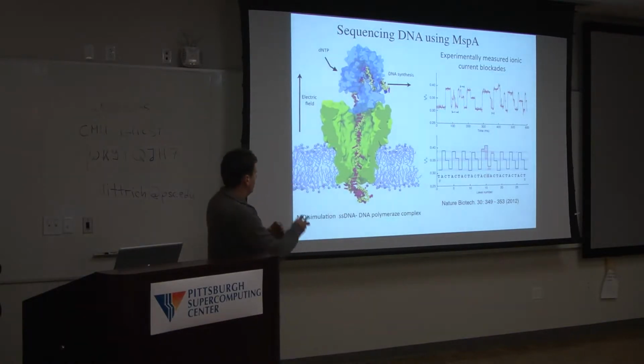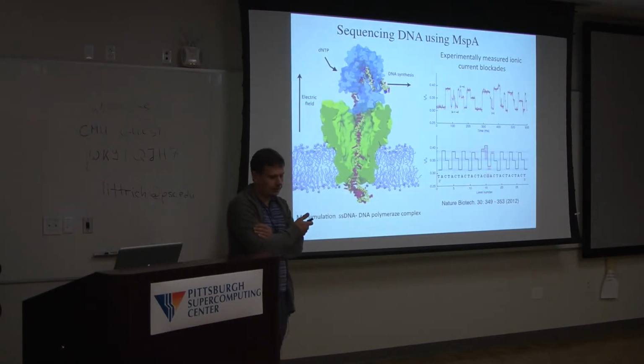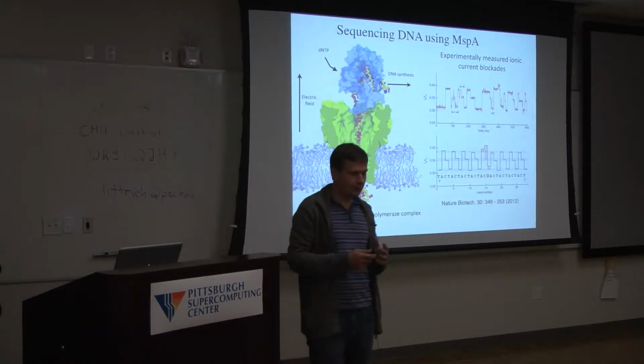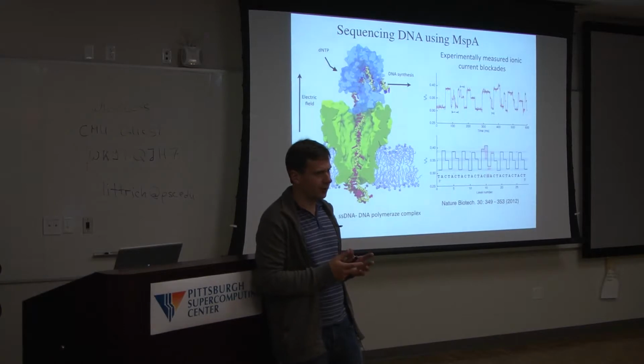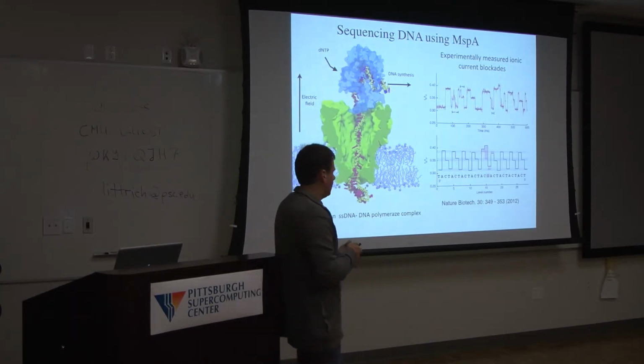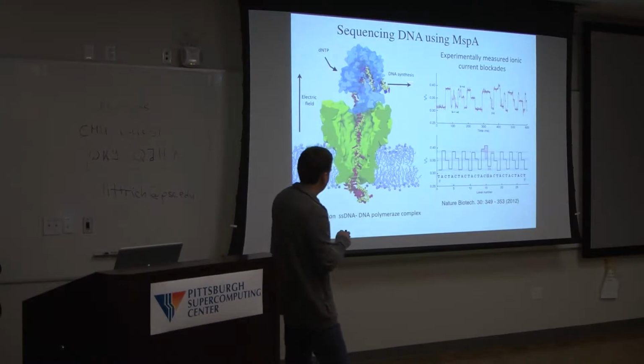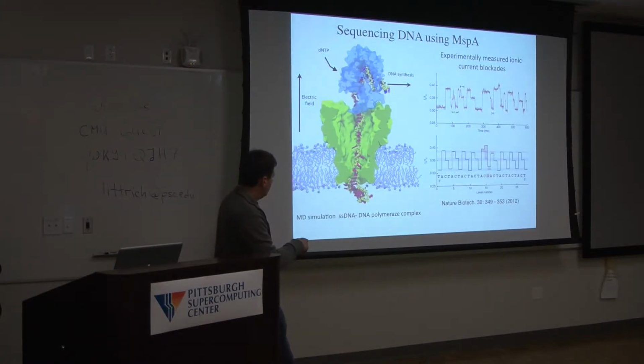So what they've done, they've added this enzyme. It is again DNA polymerase, but we are not using DNA polymerase to read out the sequence. We're only using it to slow down the DNA motion. So what happens, the DNA polymerase synthesizes a complementary strand, pushing the DNA up. All right. So in a synthesis mode, without electric field, it would push it up.